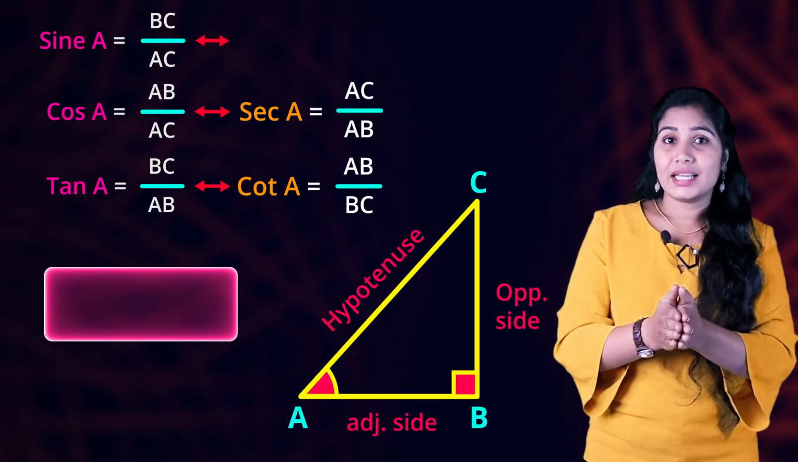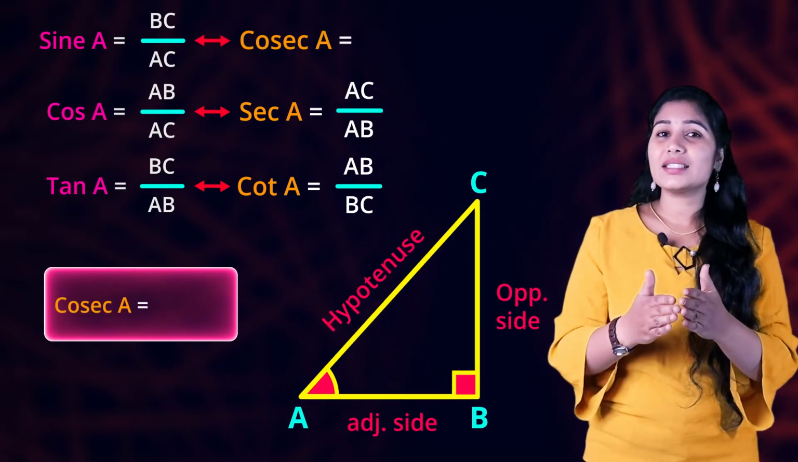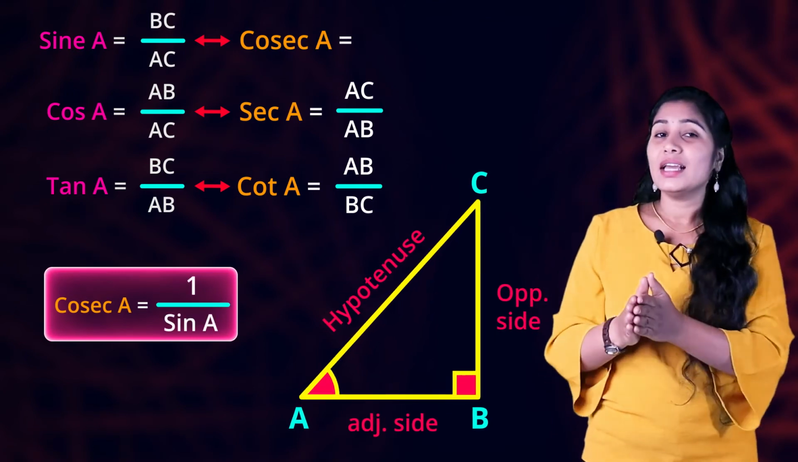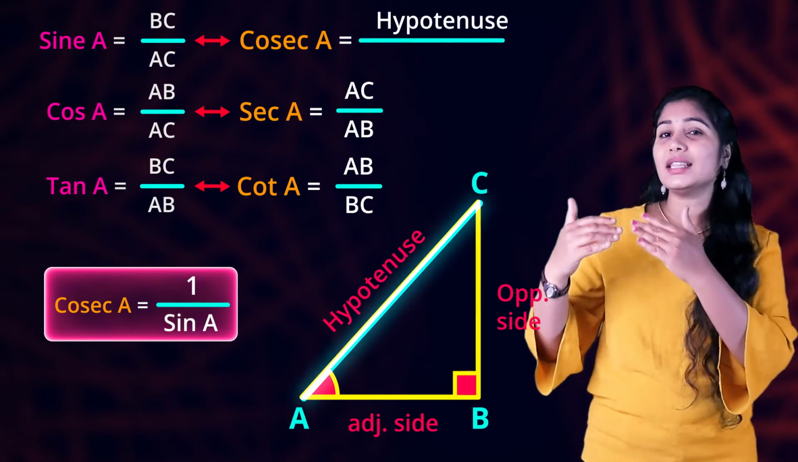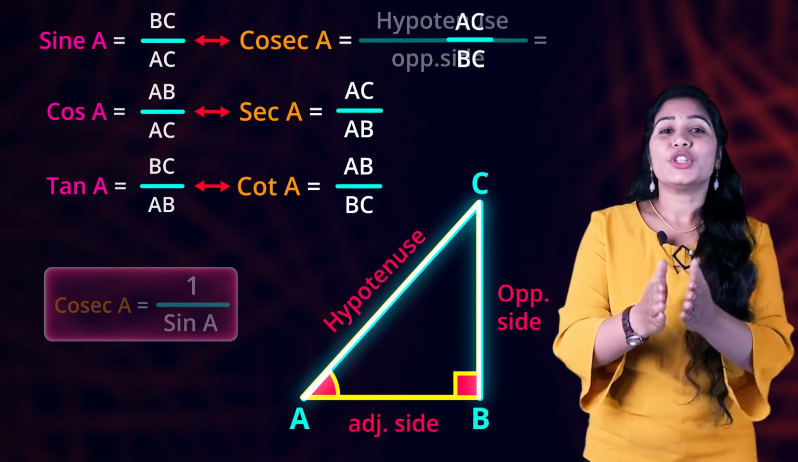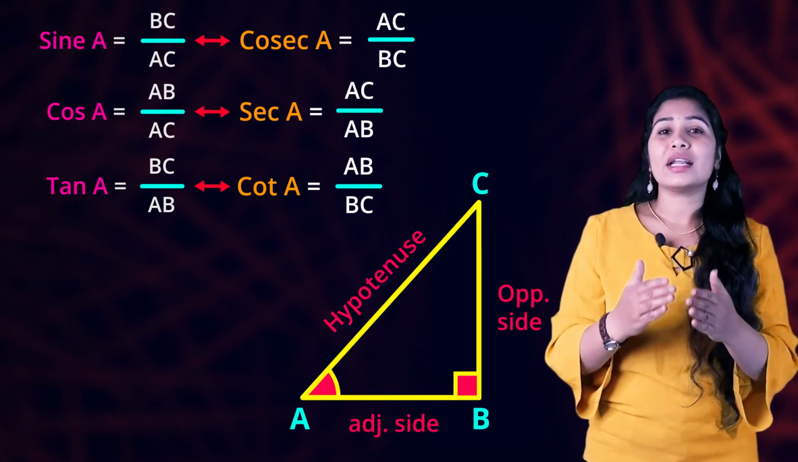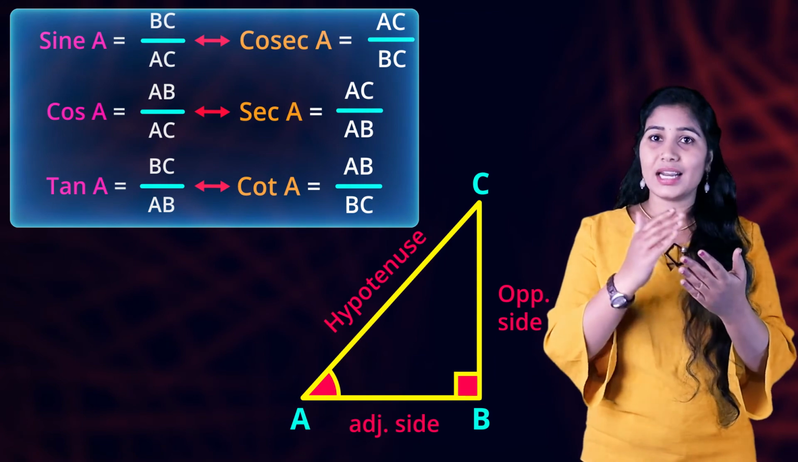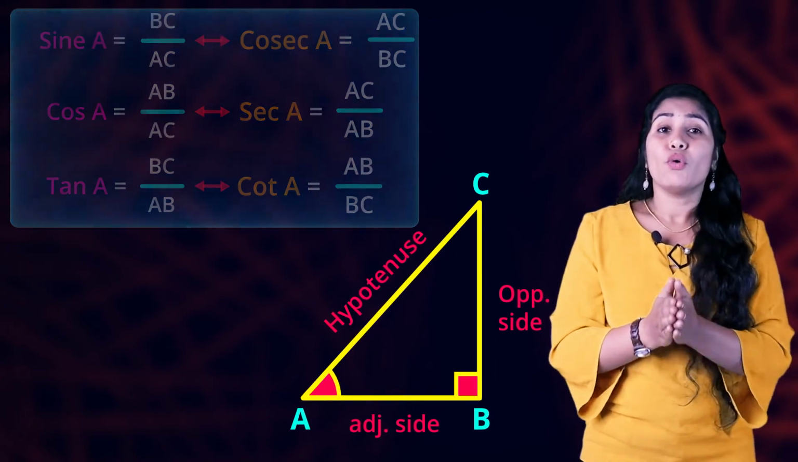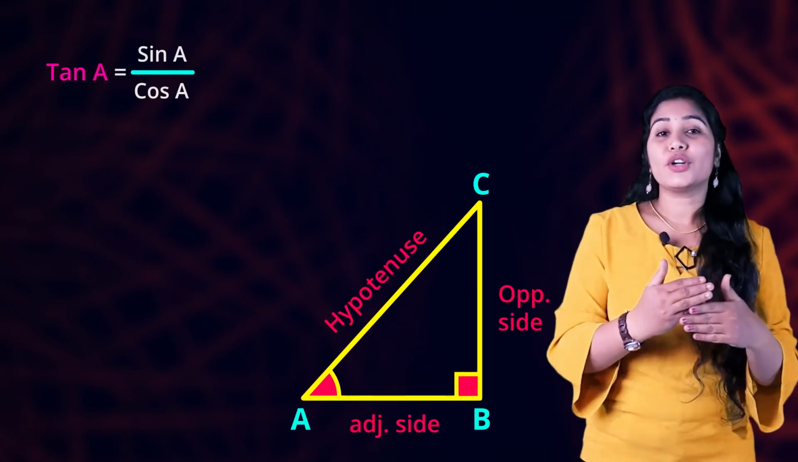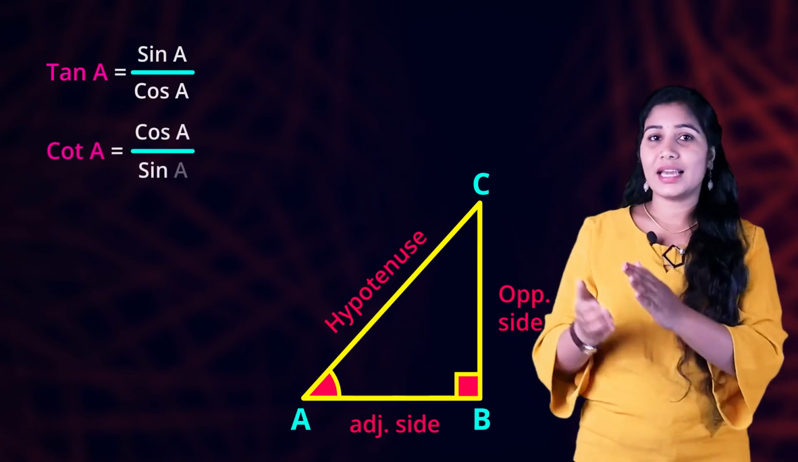Now cosecant A. Cosecant A is defined as the reciprocal of sine, right? So 1 by sine of angle A, which is nothing but hypotenuse by the side opposite to angle A, which is AC by BC. So these ratios defined above are abbreviated as sine A, cos A, tan A, cosecant A, secant A and cot A. So we also observe tan A is nothing but sine A by cos A and cot A is nothing but cos A by sine A.